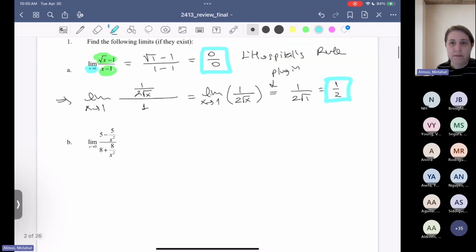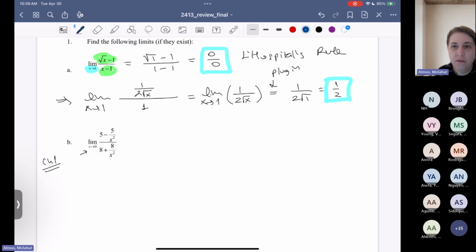The second one looks a bit different. Limit as x goes to 0 of 5 minus 5 over x squared, divided by 8 plus 8 over x squared. So here there is trouble about plugging in 0, right? You have to do what's 5 over 0, what's 8 over 0. So again, in chapter 1, we covered this with several options. I gave you a few options.